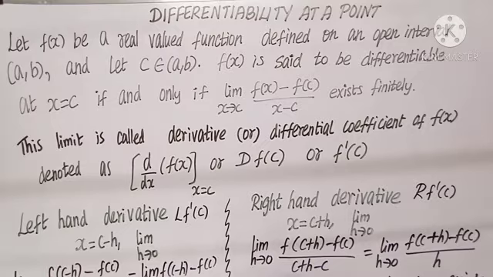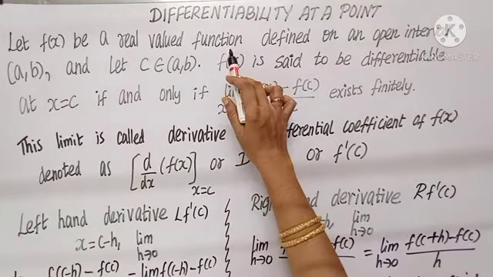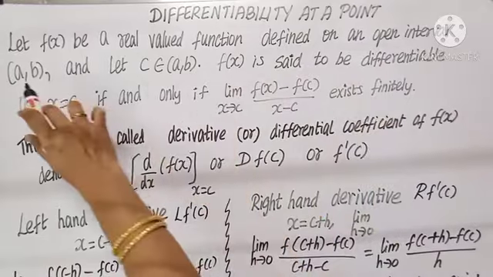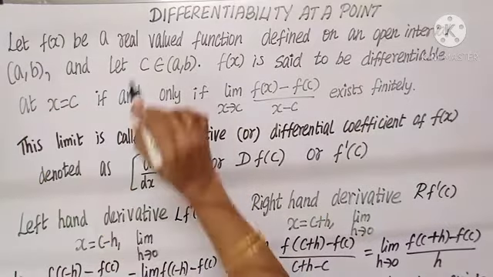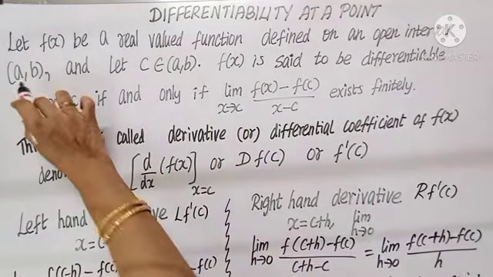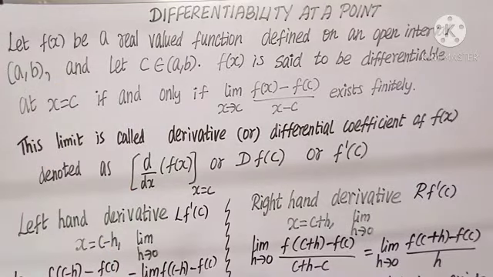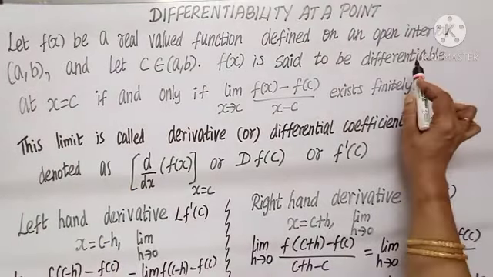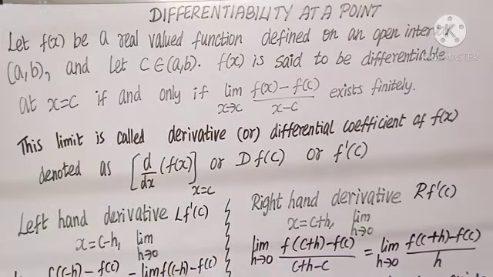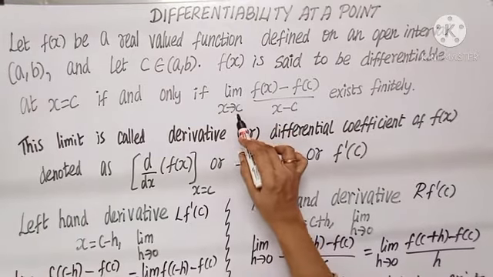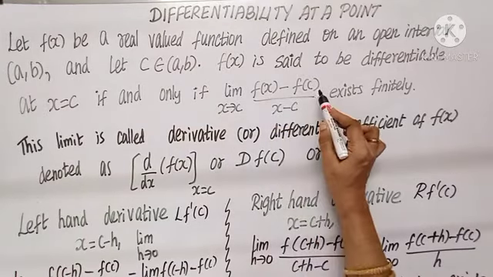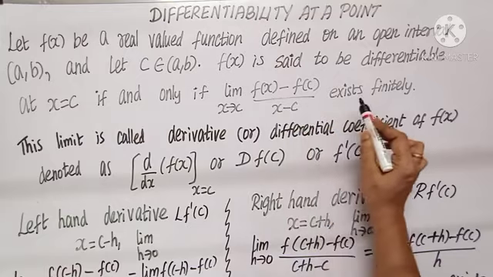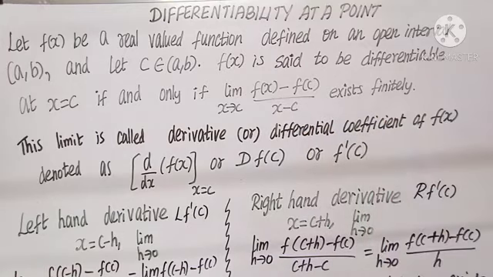Let us define the differentiability at a point. Let f(x) be a real valued function defined on an open interval (a, b). See a point c inside the interval. We say f(x) is differentiable at x = c if and only if the limit as x tends to c of (f(x) - f(c))/(x - c) exists finitely.